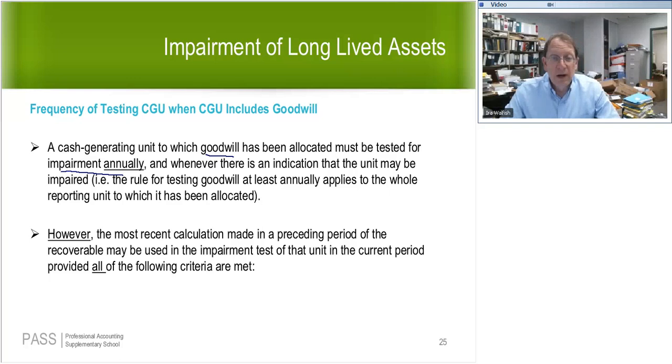So they don't trust goodwill. What they're saying is, sorry, you've got goodwill sitting in your group, please test it annually. Too bad. Now, would you believe there's even an exception for this? Check out this exception. You have to meet all 3 criteria.